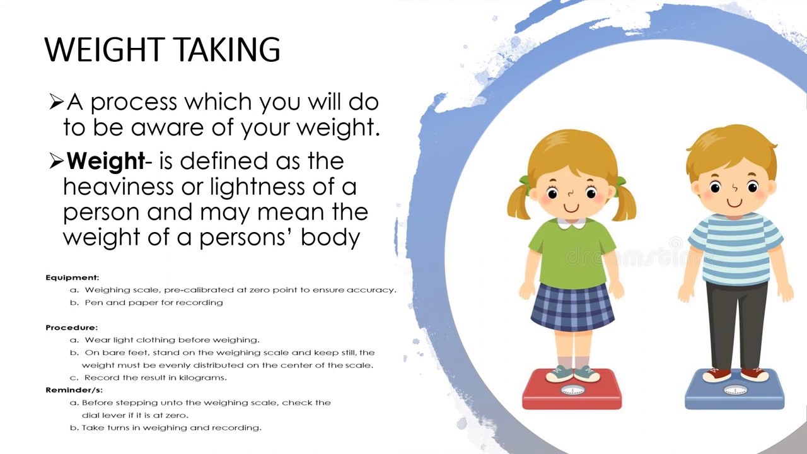So, ano yung kailangan natin para makuha natin yung tamang timbang? Siyempre, kailangan natin ng weighing scale, pen and paper for recording. Procedure: wear light clothing before weighing. On bare feet, stand on the weighing scale and keep still. The weight must be evenly distributed on the center of the scale. Record the result of your weight in kilograms. Reminders: before stepping onto the weighing scale, check the dial lever if it is at zero. Take turns in weighing and recording.